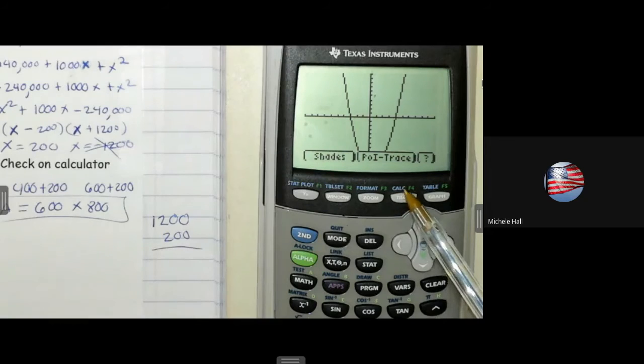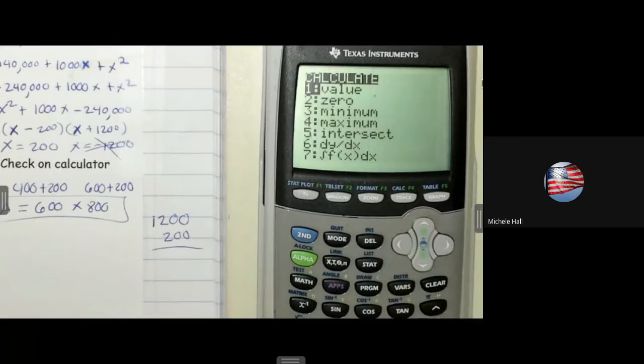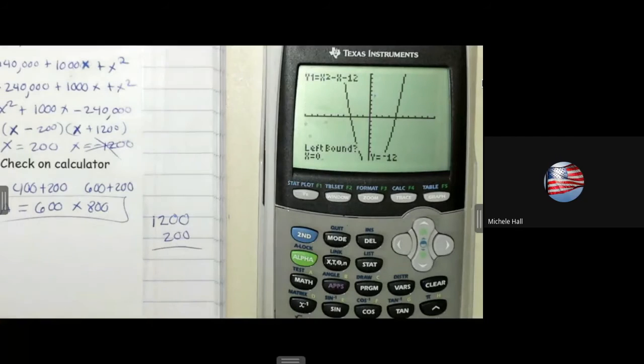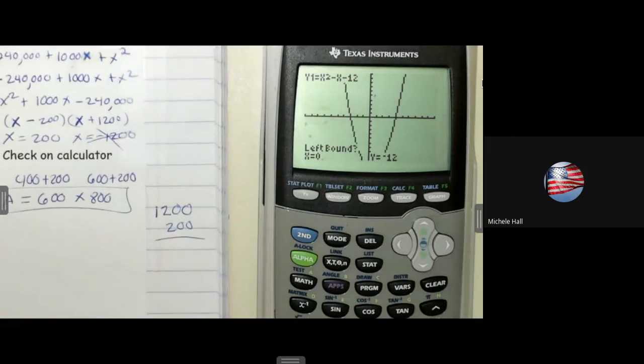Here's your calculate. We can calculate lots of things about functions, so it's in blue. We're going to do second calculate. And what are we looking for? We've done minimums, maximums. We're finding a zero, number 2. It's going to ask for a left bound and a right bound.